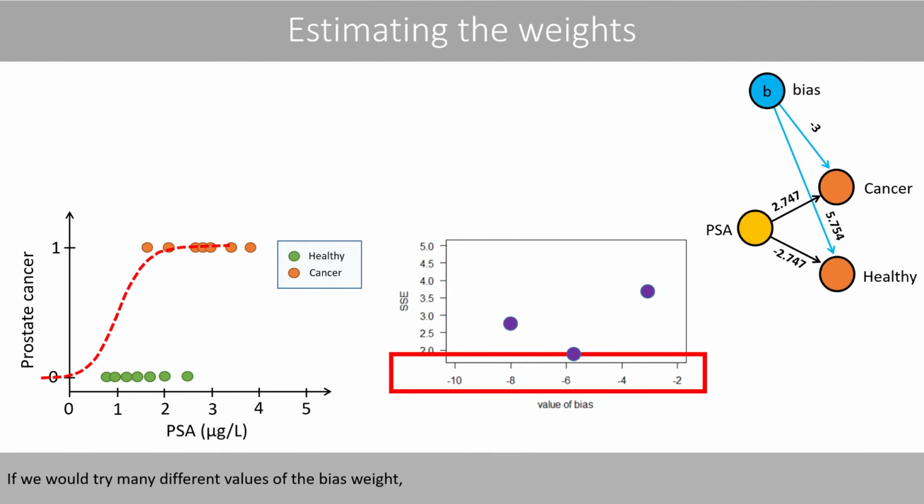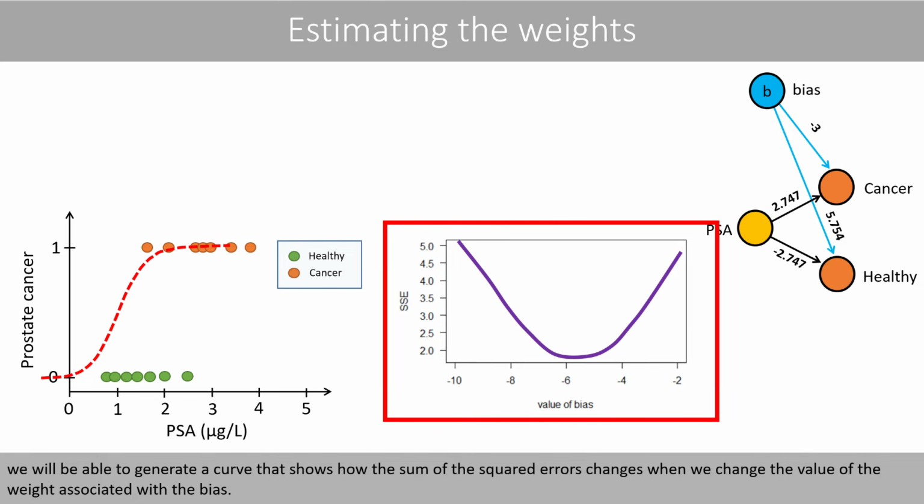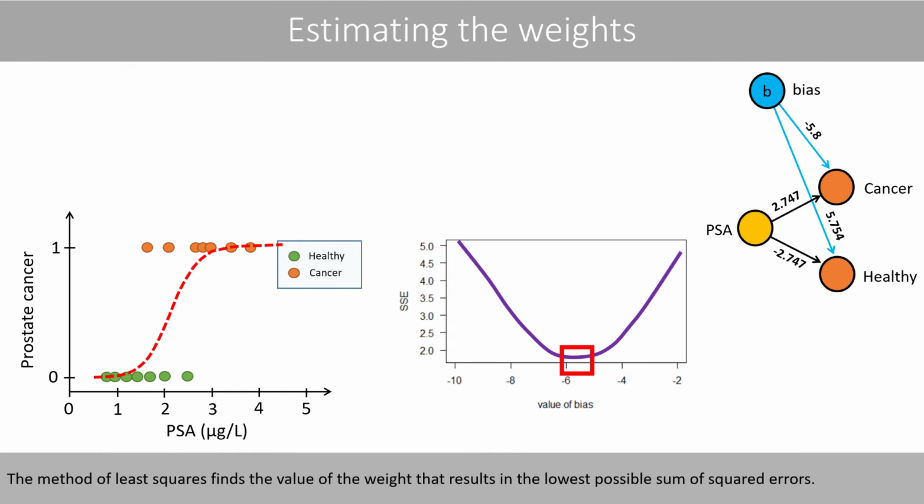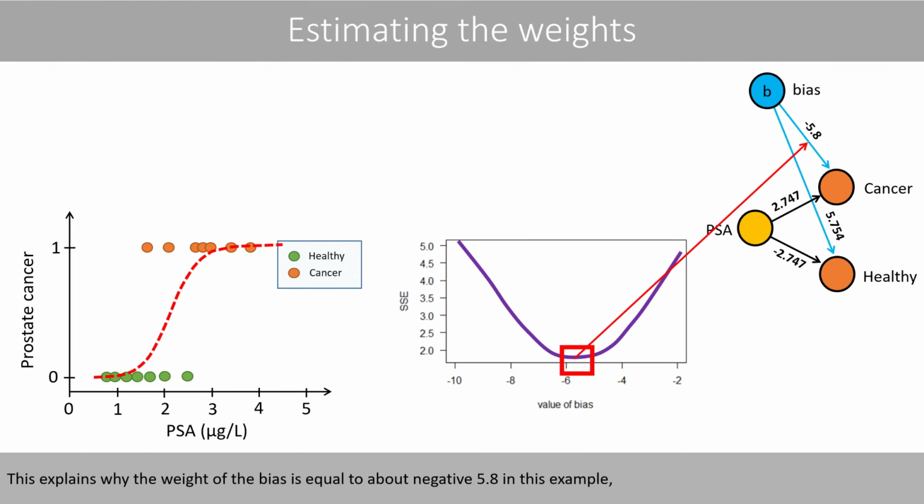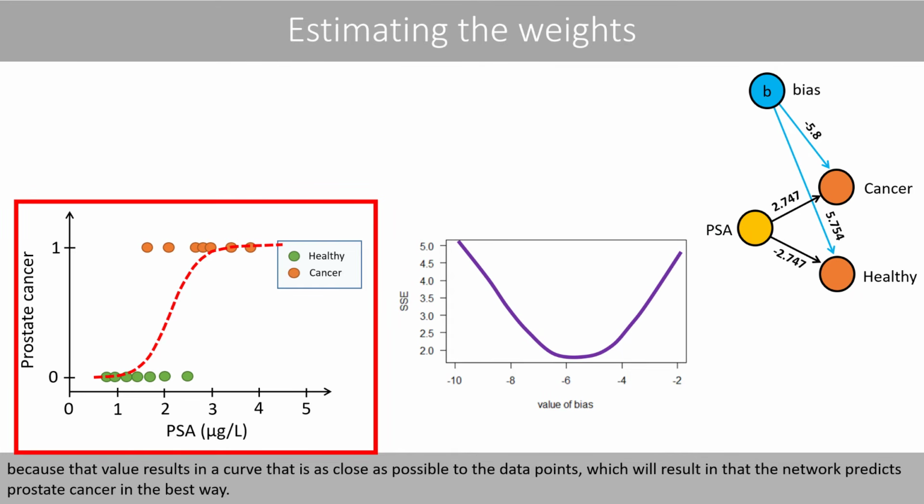If we would try many different values of the bias weight, we will be able to generate a curve that shows how the sum of the squared errors changes when we change the value of the weight associated with the bias. The method of least squares finds the value of the weight that results in the lowest possible sum of squared errors. This explains why the weight of the bias is equal to about negative 5.8 in this example, because that value results in a curve that is as close as possible to the data points, which will result in the network predicting the prostate cancer in the best way.